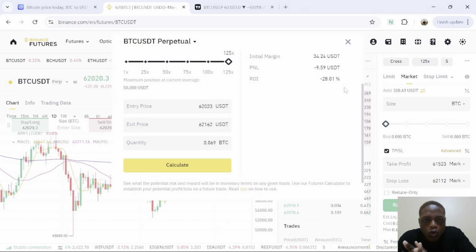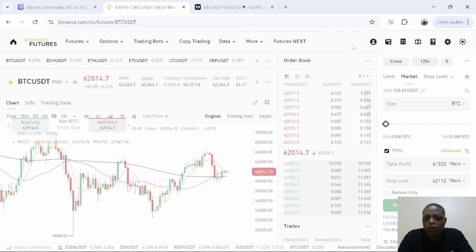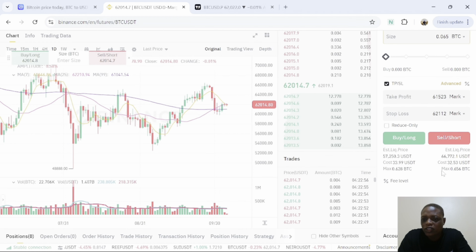So that's what we call position sizing. If the trade goes well, we are going to make $29. If the trade doesn't go well, we are going to lose $9. This is how you should be doing your trading. Okay, so now if we are going to enter the amount, we are going to add it to the quantity section. So we are going to add 0.065. Have you seen? 0.065 is $32. Then we can now click on sell.